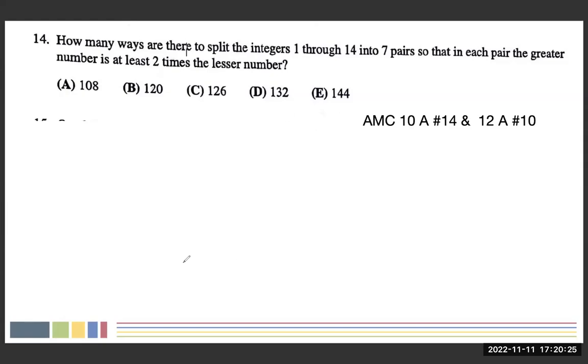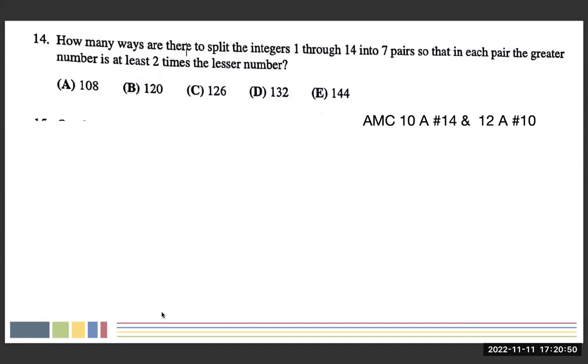So I'll just give some examples. For example, 4 and 9 works. 5 and 12 works. What doesn't work? Well, 3 and 5, for example. This doesn't work because, well, 5 is not at least 2 times 3. 5 is not at least 6. That is not true. So the question is, how do we approach this problem?